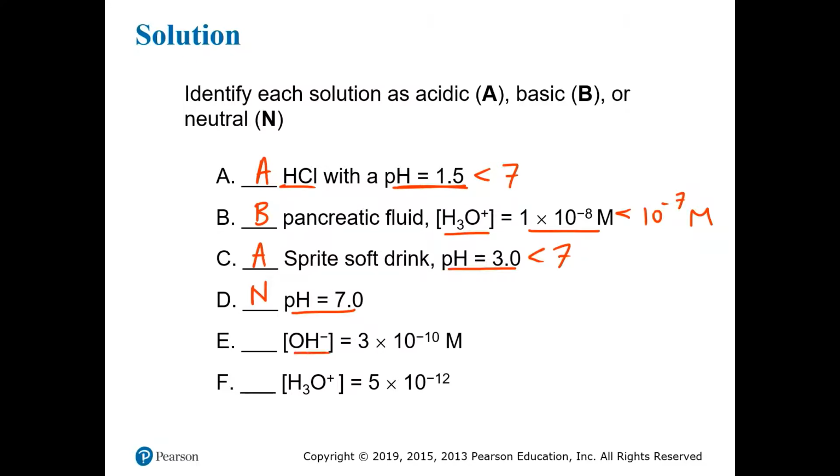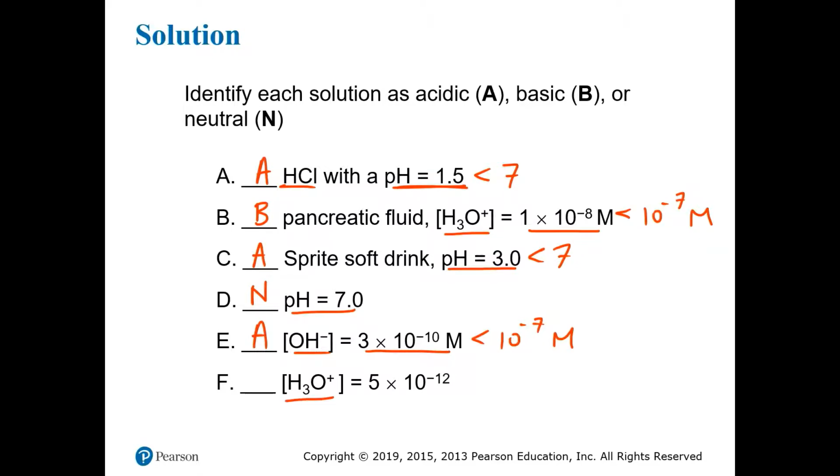For E, it tells us that there's a solution with a hydroxide concentration of 3 times 10 to the minus 10th molar. Now again, just because they're telling us that there's some hydroxide in this solution doesn't mean that it's basic. This number is less than 10 to the minus 7th molar. So this solution has less hydroxide than a neutral solution. Therefore, this is actually acidic.